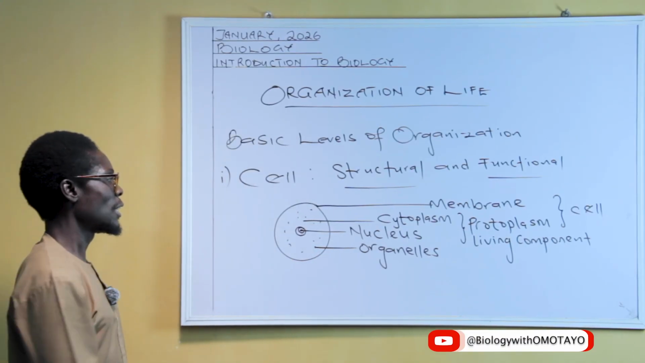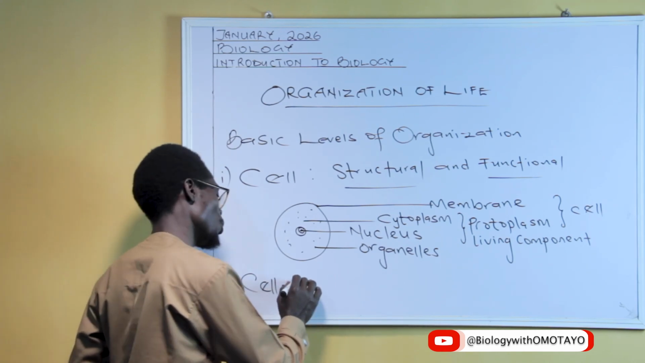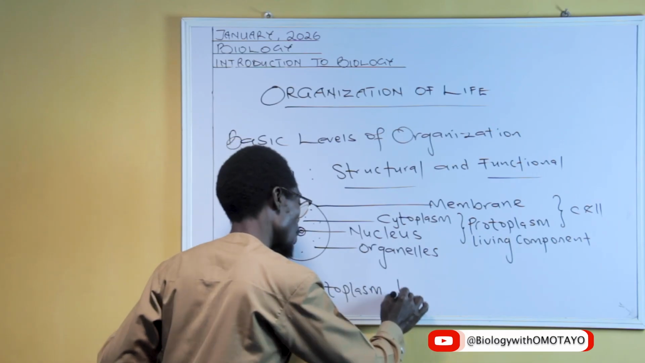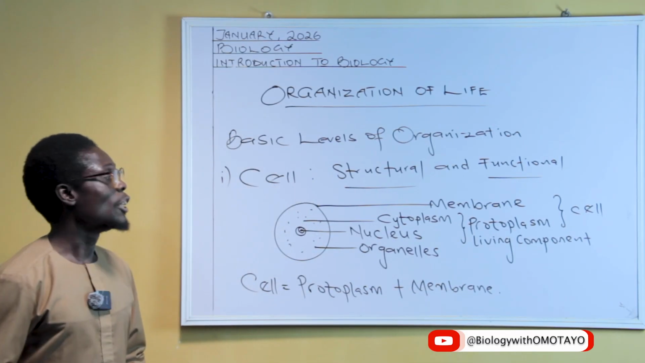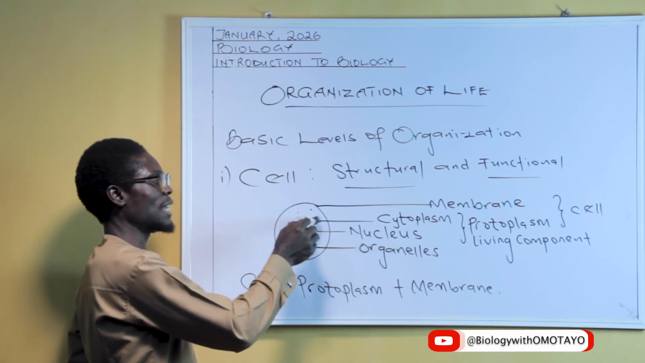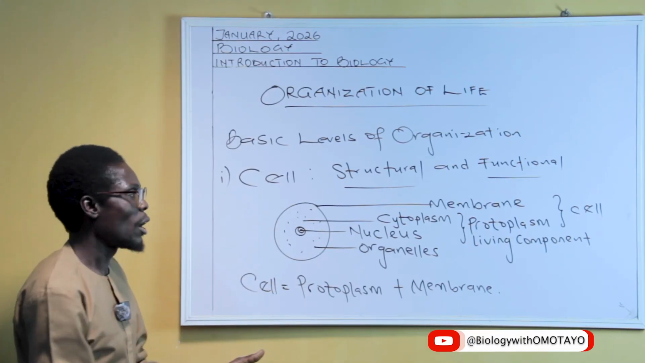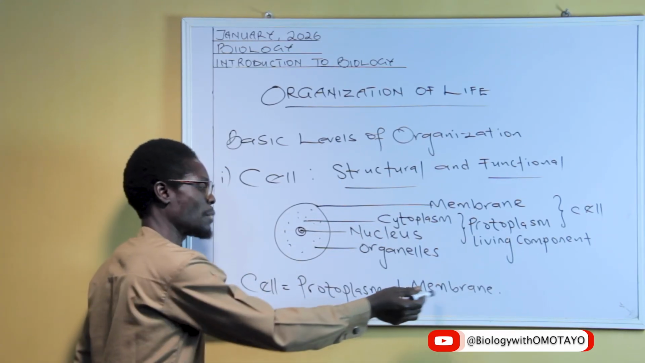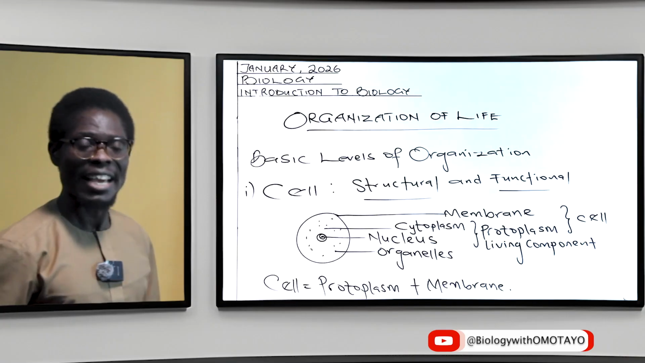Let me come again. That is to say, cell equals protoplasm plus membrane. The protoplasm, the living component of the cell, is the cytoplasm and the nucleus. In the cytoplasm, we have the organelles suspended, and then all being encased in a membrane. We now have protoplasm and membrane giving us what we refer to as a cell.